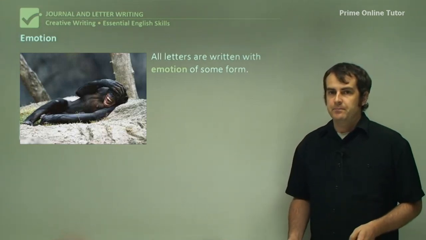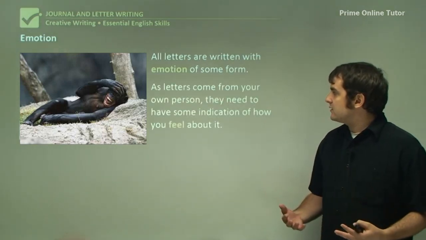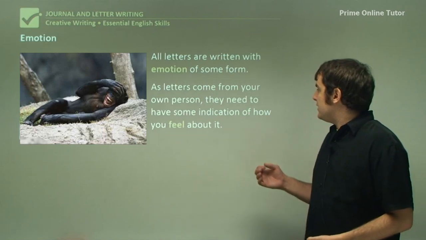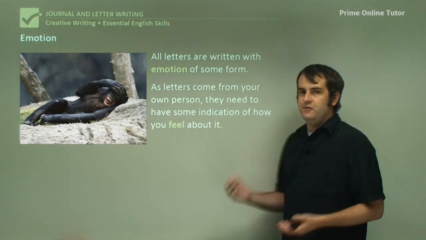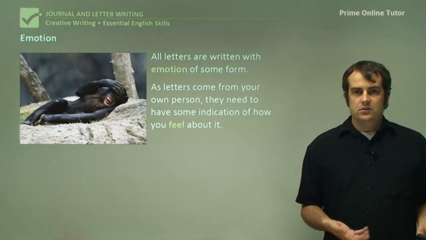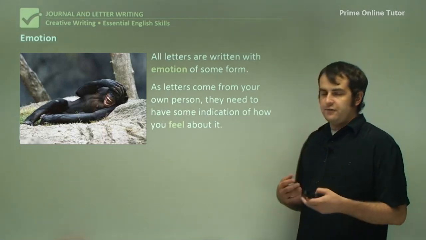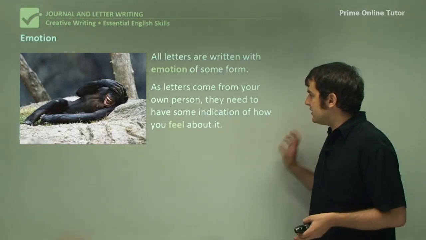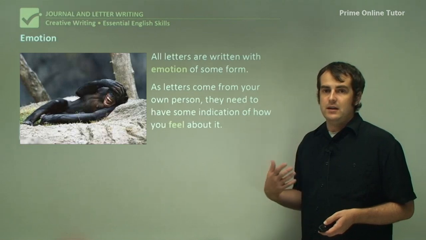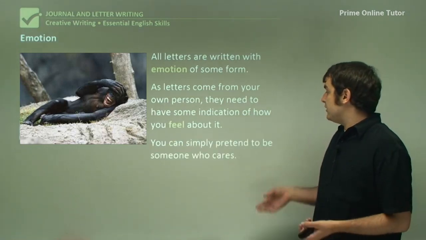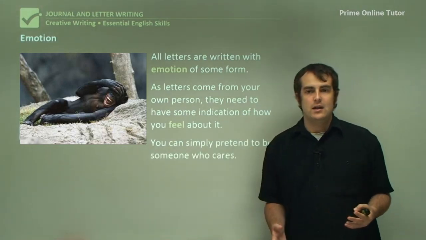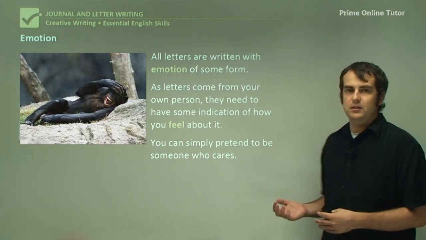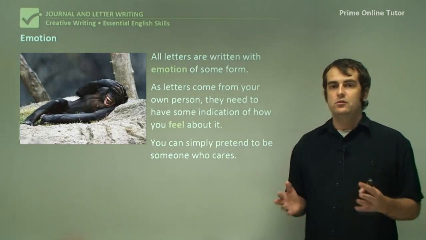Now, as I said, all letters come from your own person, so they need to have an indication of how you may feel about a particular issue. So, if you're asked to write from someone's point of view, you need to express their feelings in the way that they feel about something. As I said before, you can simply pretend to be someone who cares. And that's completely fine, as long as you at least do attempt to do that.